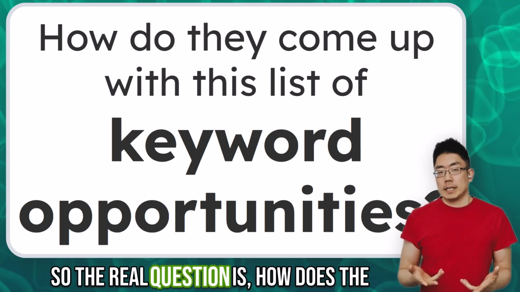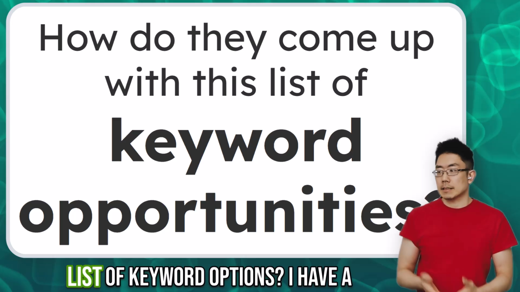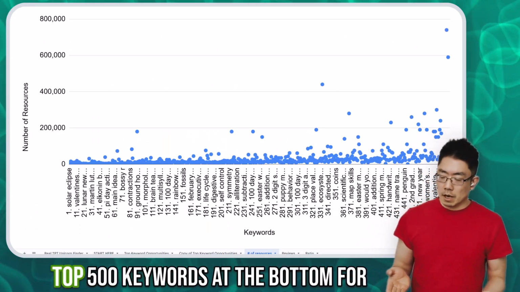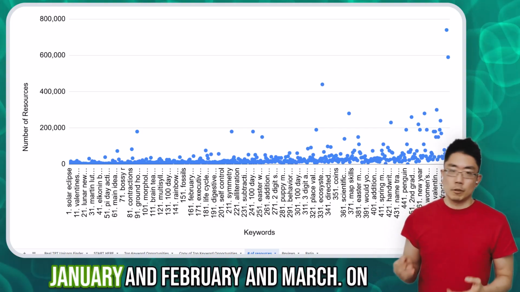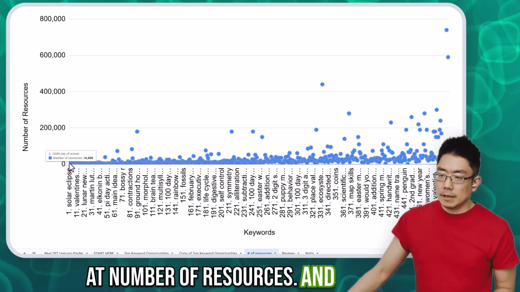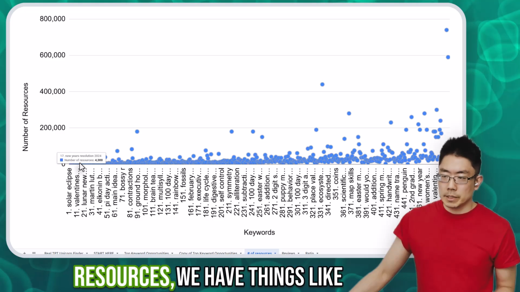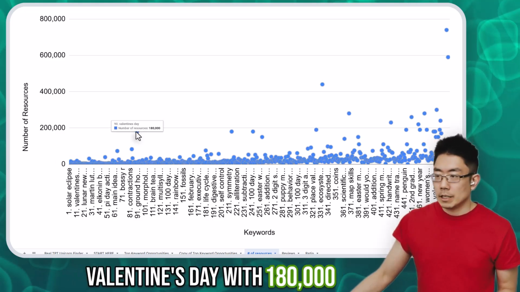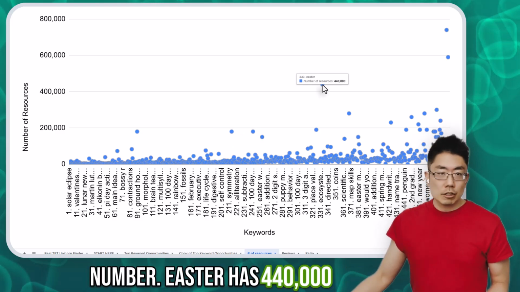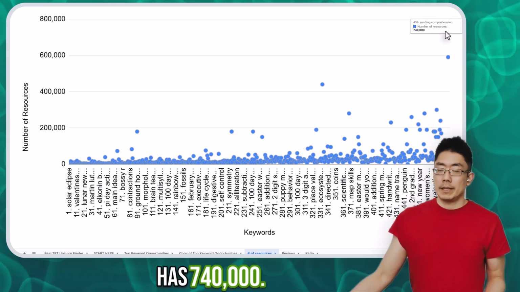So the real question is, how does the TPT Seller Blog come up with this list of keyword opportunities? I have a theory. This is a chart showing the top 500 keywords at the bottom for January, February, and March. And on the vertical column, we're looking at the number of resources. Although a lot of the keywords are here at the bottom with few resources, we have things like Valentine's Day with 180,000 resources, fractions with a similar number, Easter has 440,000 resources, reading comprehension has 740,000 resources.